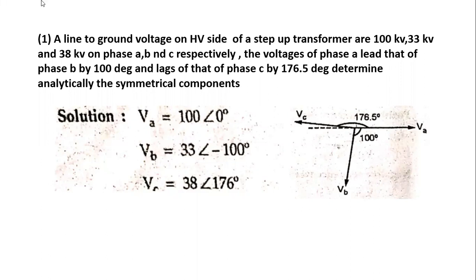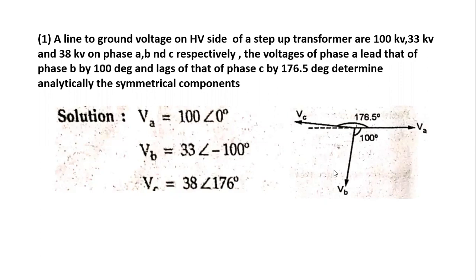In the question we have three phases, each phase having the voltages 100, 33 and 38. Then we write down the phase voltages with the angle consideration. VA is the voltage at phase A. First we take VA as the reference vector, so VA is equal to 100 at an angle of 0 degrees.